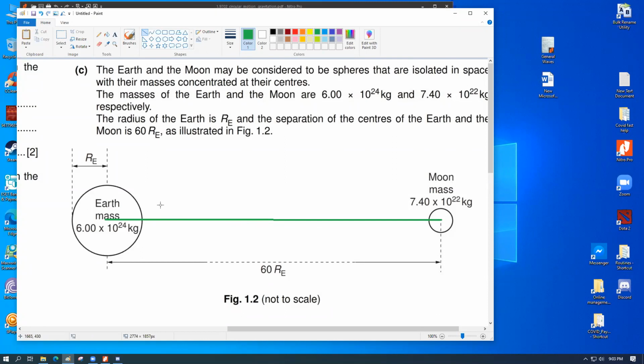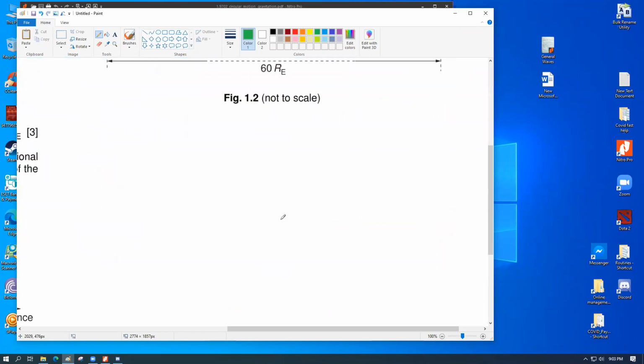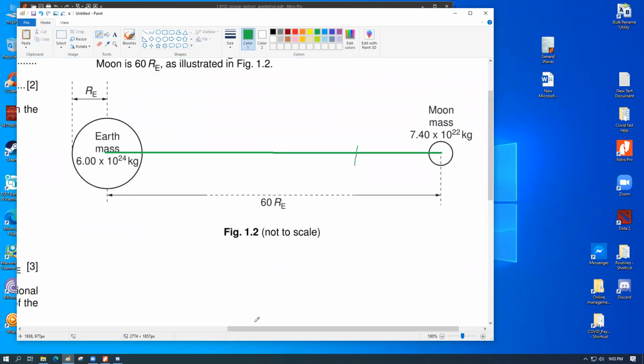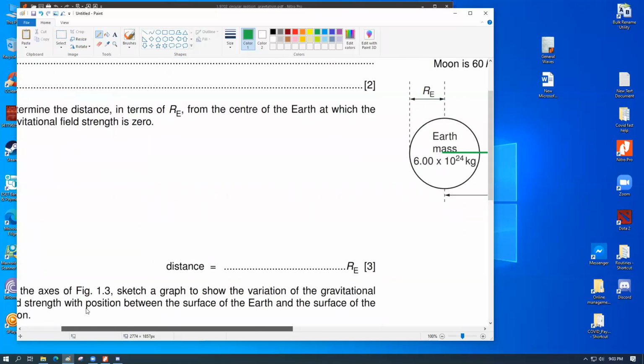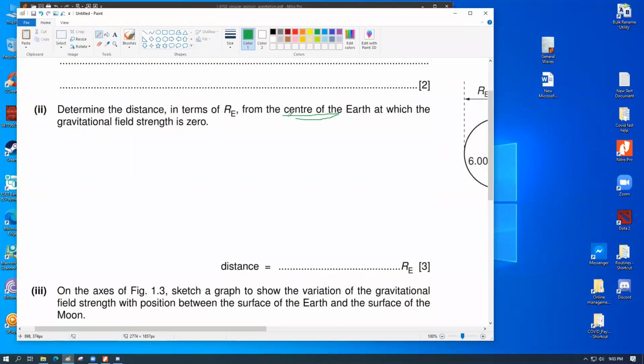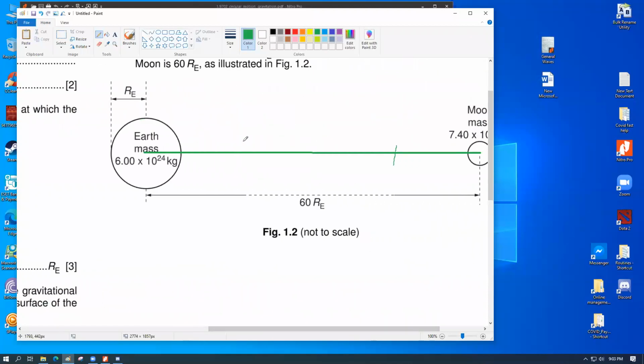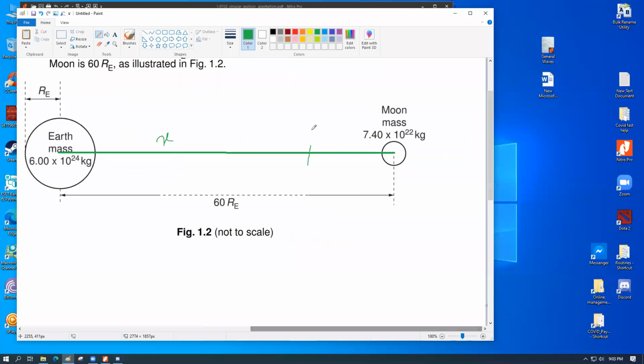Okay, let's consider this is the line joining the centers of the Earth and the Moon, and we're trying to find the location of the null point. Let's assume this is our null point. The question says determine the distance in terms of RE from the center of the Earth. So we measure from the center of the Earth, and we consider this much as x. Then that much should be total minus x, so this much should be 60 RE minus x. Right?